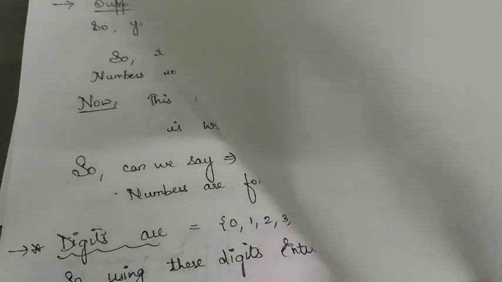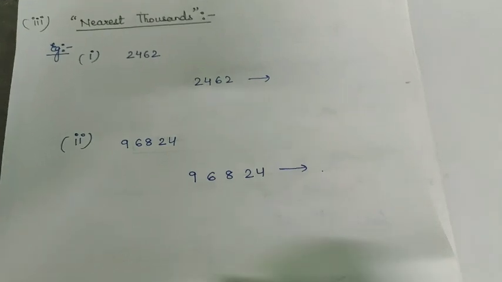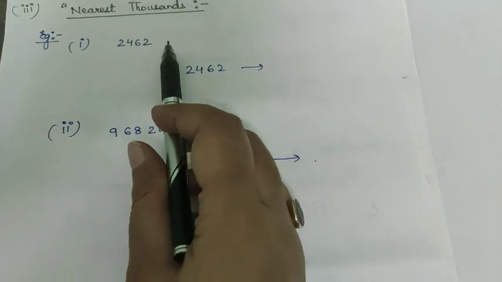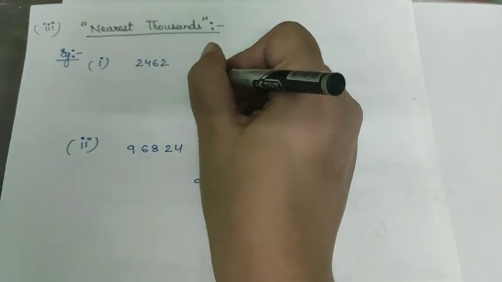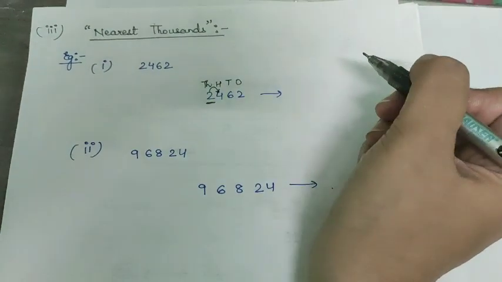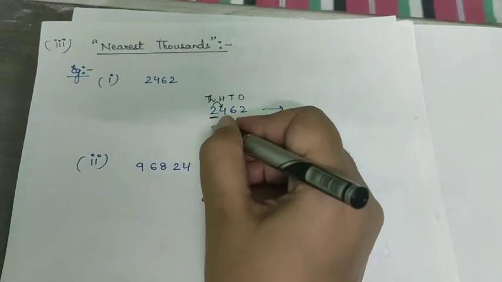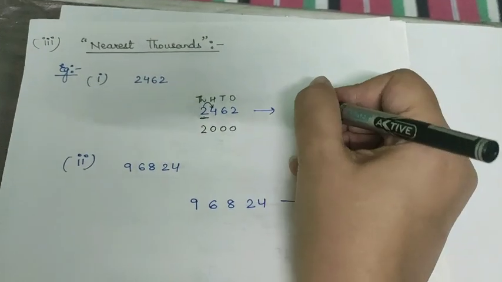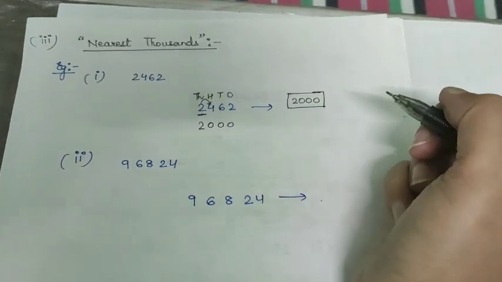Now we are coming to our next topic, that is, rounding off to the nearest thousands. Now I have given one number, 2462. How will this be rounded off to the nearest thousand? Again I will write the place values: ones, tens, 100, 1000, and at the 1000 place what do I have? 2. I will see the number behind it, it is 4. So 4 is less than 5, so the number which is to be rounded off, that is 2, will remain as it is, and all the digits after this will become 0. So what is the approximated value? It is 2000.